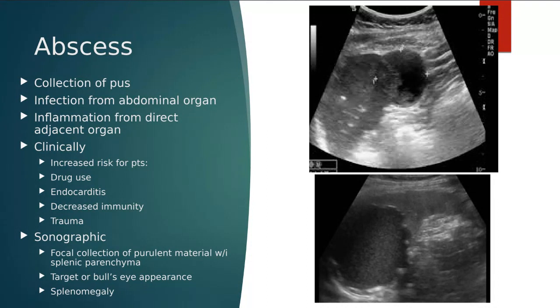We could see it have a target or a bullseye appearance. We don't want to confuse that for metastatic spread, right? Mets have a bullseye appearance or a target appearance, but we want to be aware of that patient clinical history. What other information are we given to figure out if a bullseye appearance in the spleen is actually an abscess or metastatic spread? And then we also see enlargement of the spleen as well. So here we have one abscess, and here we have a much larger abscess.